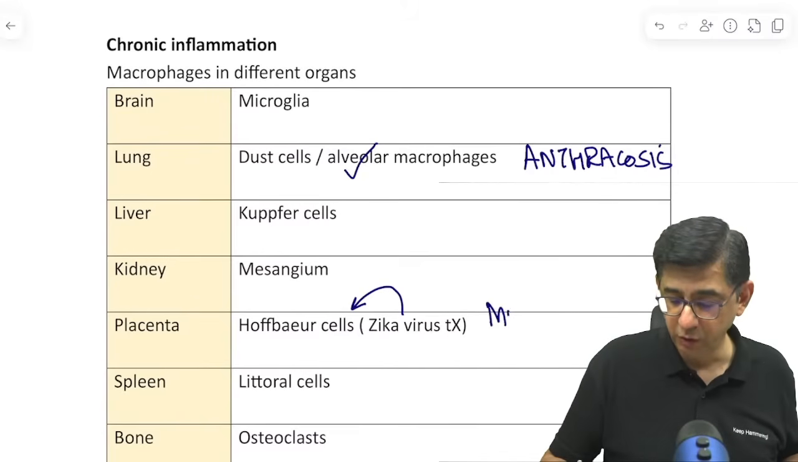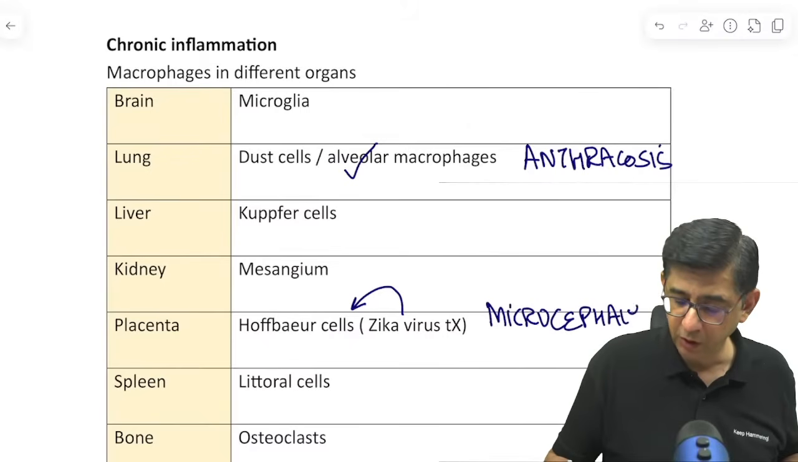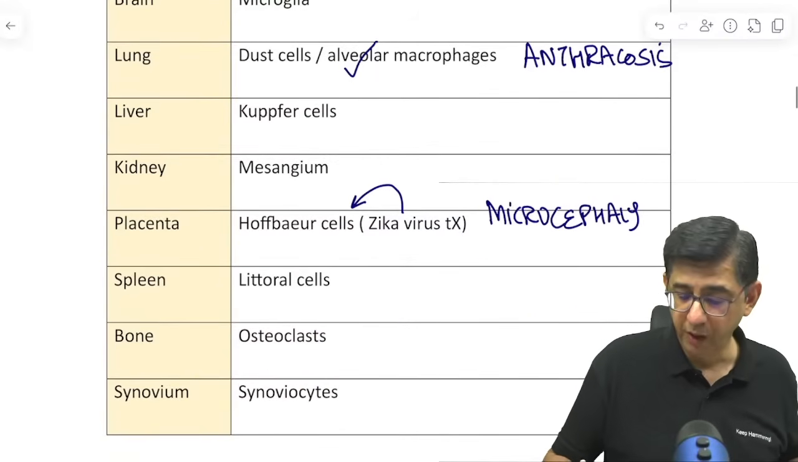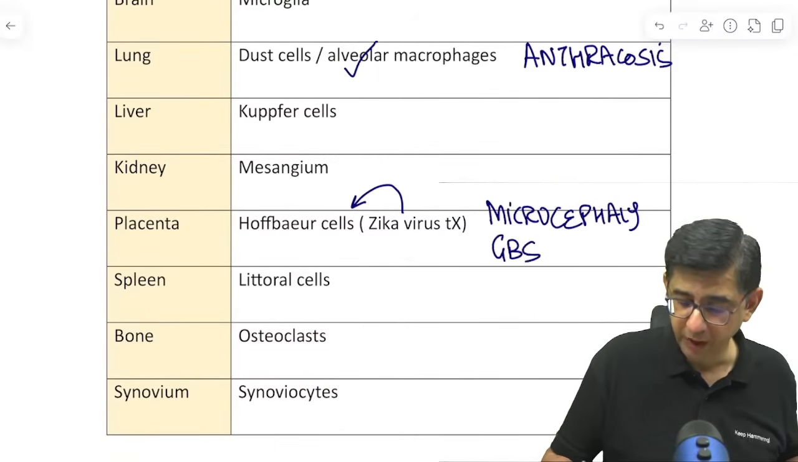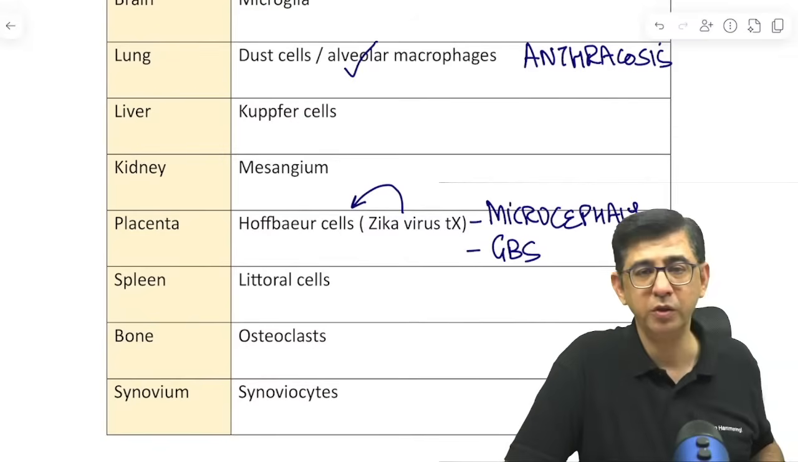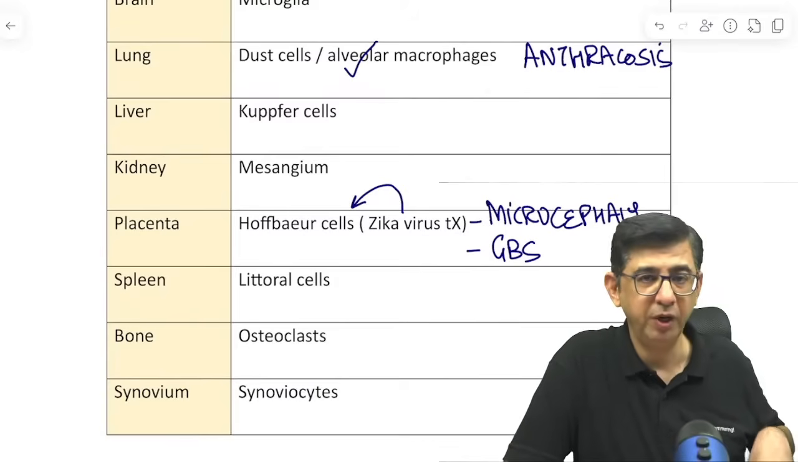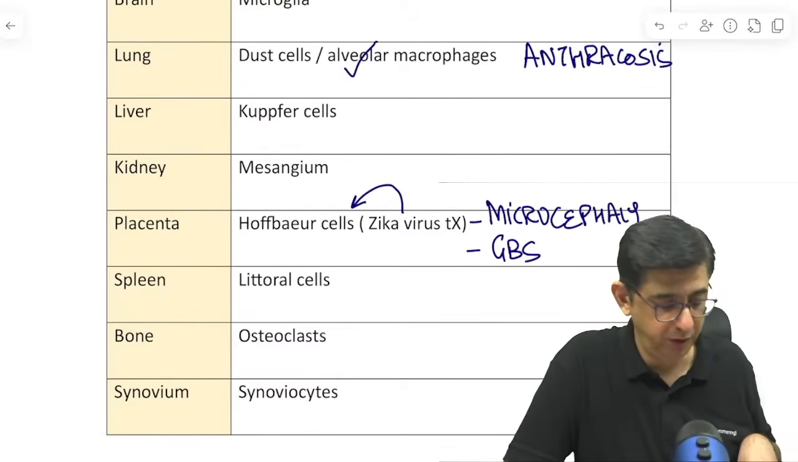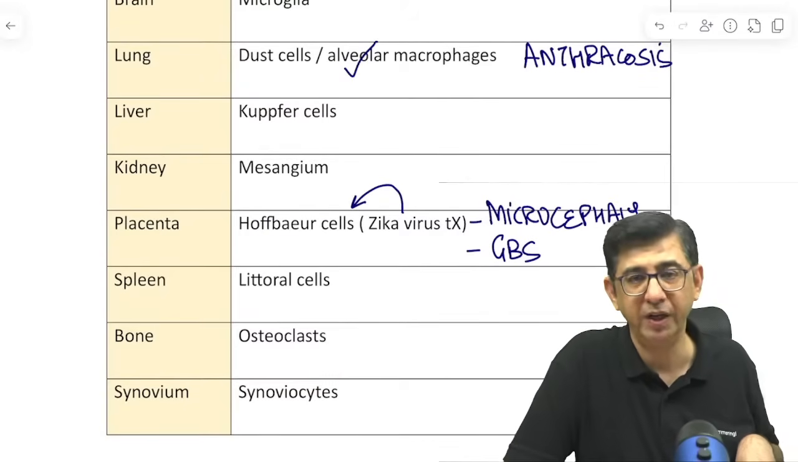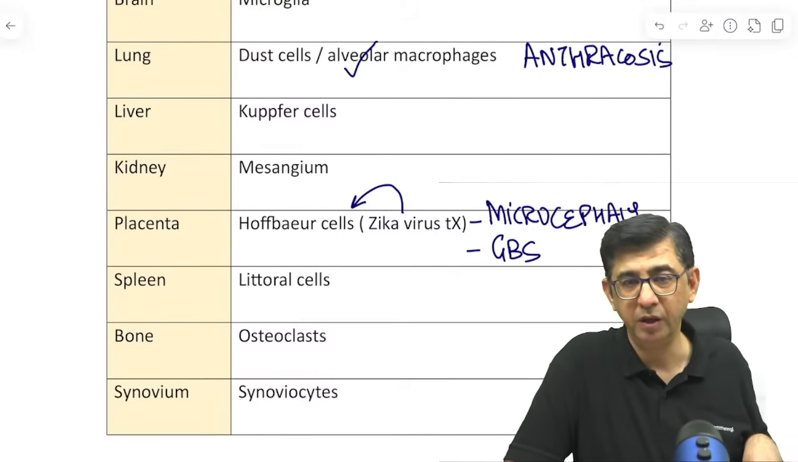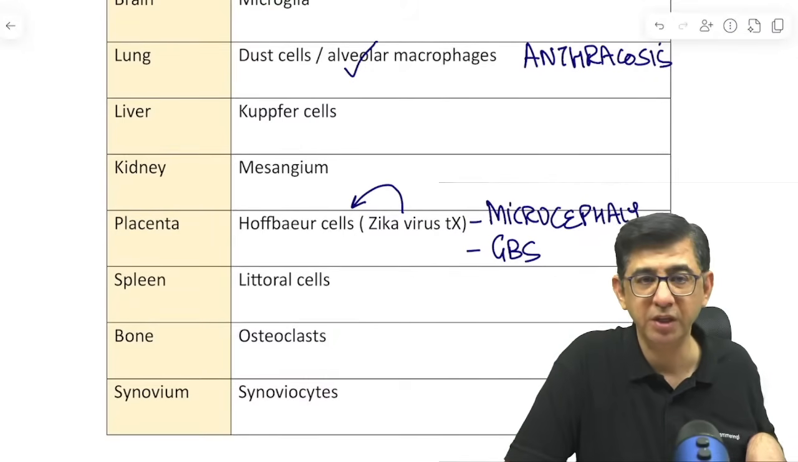They are involved in vertical transmission of Zika virus. If Zika virus infects the baby, what will happen? Microcephaly. And in the mother, what will happen? Guillain-Barré syndrome. So the two neurological complications of Zika virus transmitted by Hofbauer cells should be remembered. In the fetus, or the baby, microcephaly develops, and in the mother there is the possibility of GBS.